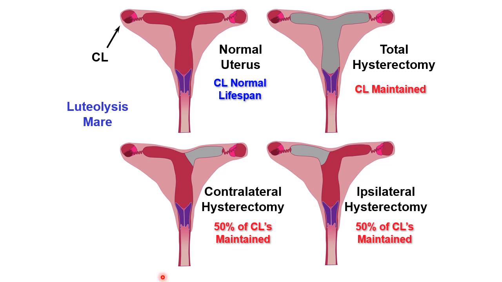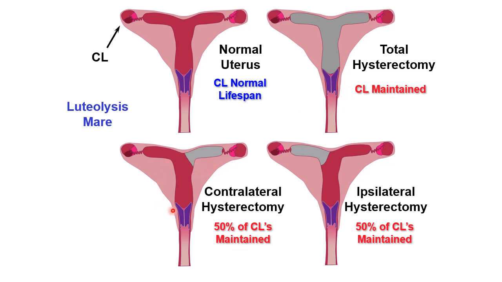This diagram shows the effect of uterectomy or hysterectomy on the lifespan of the CL in the mare. So the horse is considered to be different when compared to the cow, the ewe, and the sow. If we have an intact animal, the normal lifespan of the CL will be maintained. If we do a total hysterectomy, so if we remove all of the uterus as well as the uterine horn, the CL lifespan will be maintained.